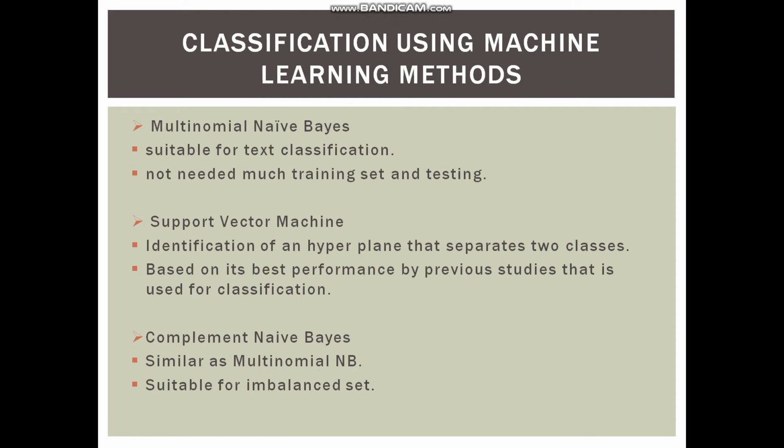Then next we'll go to the classification using machine learning methods. The first one is multinomial naive Bayes, which is suitable for text classification and does not need much training data. And then the second one is support vector machine. Support vector machine is actually a hyperplane that separates two classes. Based on its best performance in previous studies, it is used for classification. The third one is complement naive Bayes, similar to multinomial naive Bayes and suitable for imbalanced datasets.